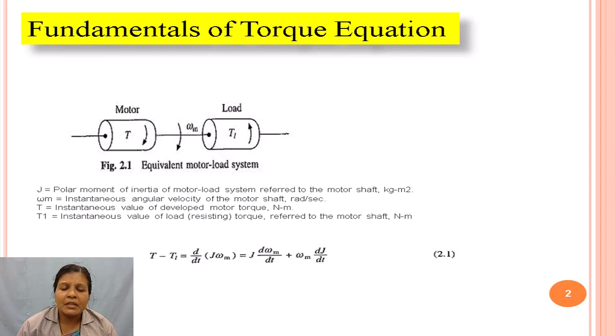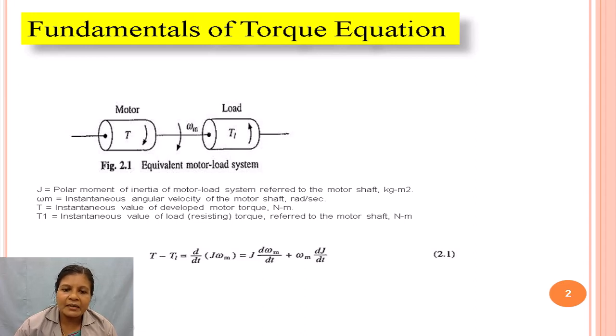As we know, the basic torque equation is T is equal to TL plus J into d omega m by dt. So the motor should develop a torque equal to the load torque, plus it should be able to counteract the dynamic torque also. J into d omega m by dt is the dynamic torque. For drives with constant inertia, T minus TL is equal to J into d omega m by dt plus omega m into dJ by dt, where dJ by dt is equal to 0 for drives with constant inertia. For drives with variable inertia, T minus TL is equal to J into d omega m by dt.